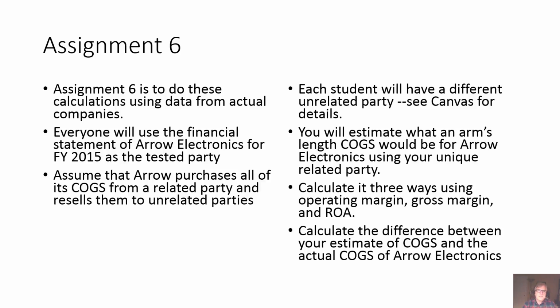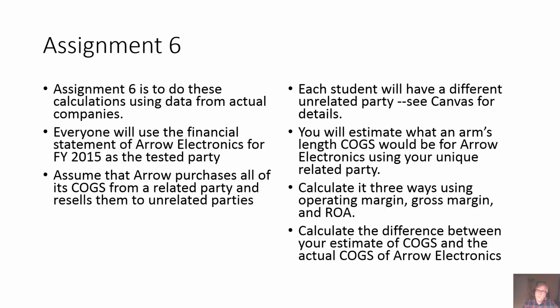So your assignment then is going to be essentially a class assignment. Everyone in the class is going to take the financial statements for Arrow Electronics for the year 2015, and that is going to be our related party. We're going to make the assumption that Arrow purchases all of its COGS from a related party, and it's reselling them to unrelated parties. And then each student here is going to have a different unrelated party to use as a reference point. So you have to look to the Canvas site, and I'll list it there who's using what, and we'll post up all the financials so everybody has them or has a way to get to them.